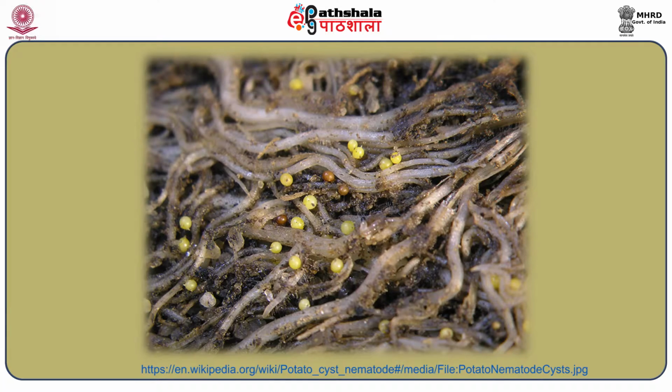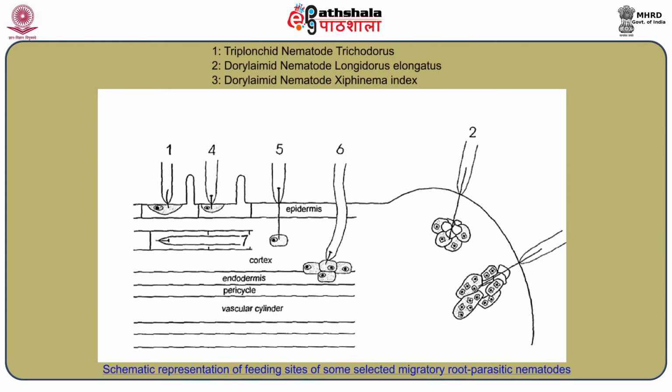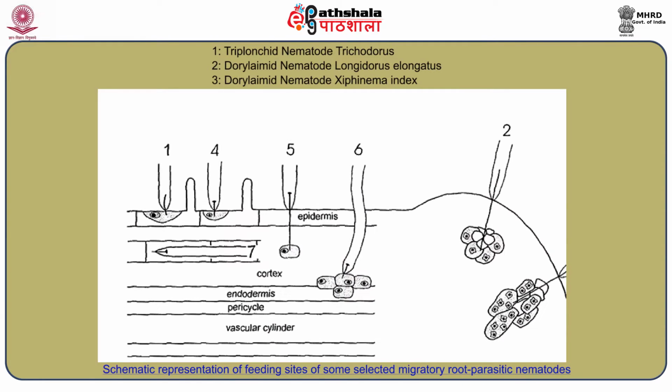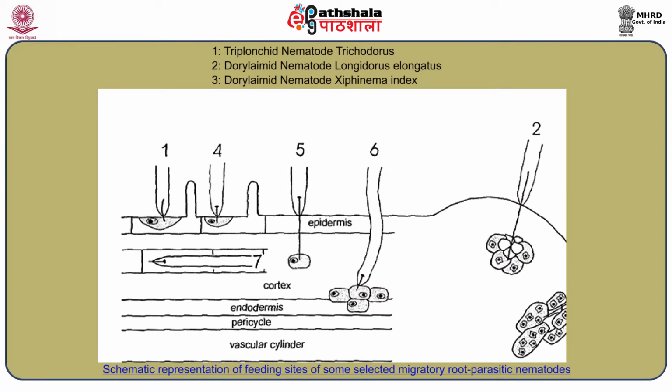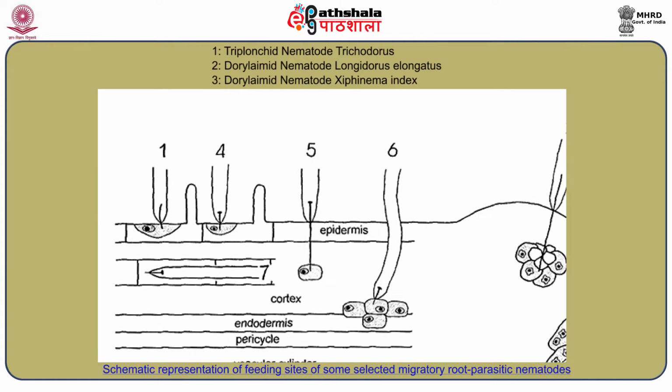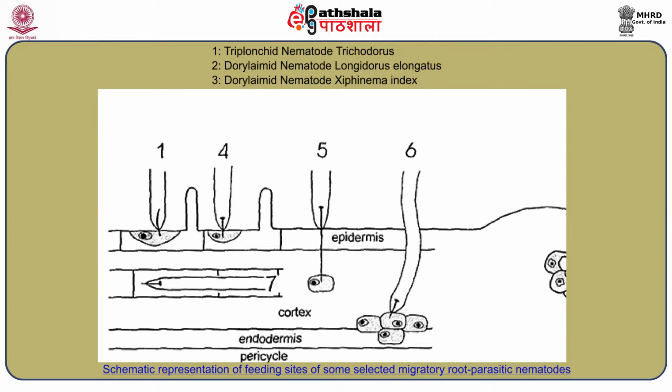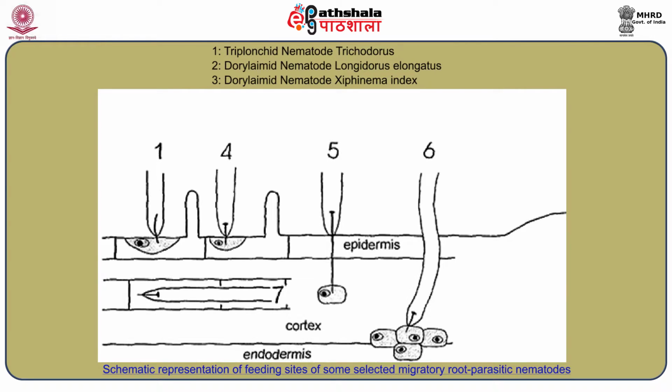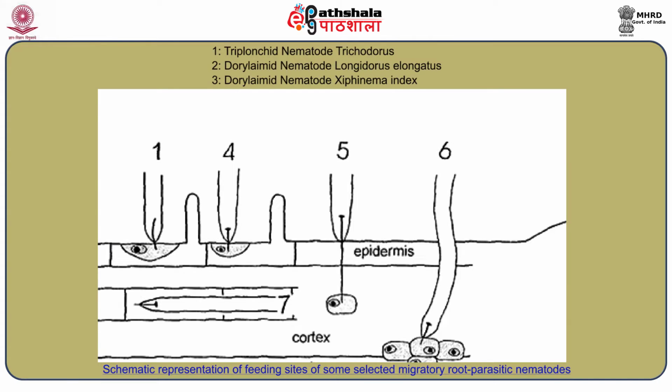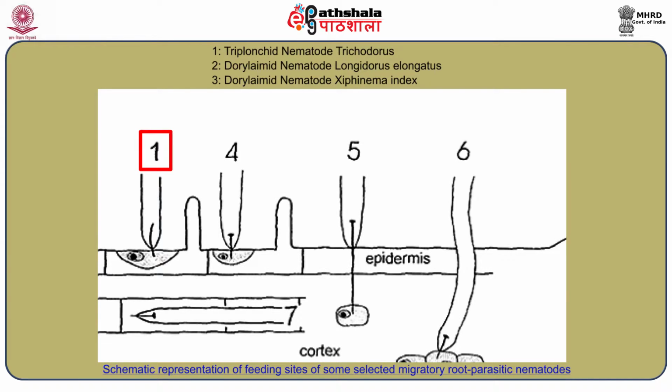Trichodorids are considered to be little advanced in their mode of parasitism, as the cytoplasm of several hundred cells has to be withdrawn to produce a few eggs within a week. This picture shows the schematic representation of feeding sites of some migratory root parasitic nematodes. In this, the first number indicates the feeding site of the Triplonchid nematode Trichodorus species.